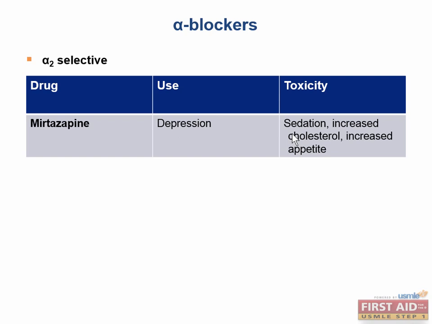Hopefully now I've driven home the fact that alpha-2 stimulation decreases the sympathetic outflow. So if you block alpha-2 receptors, it'll actually lead to an increased outflow of catecholamines. Mirtazapine is an alpha-2 selective drug that is used to treat depression. Toxicity includes sedation, an increase in serum cholesterol, and an enhanced appetite.